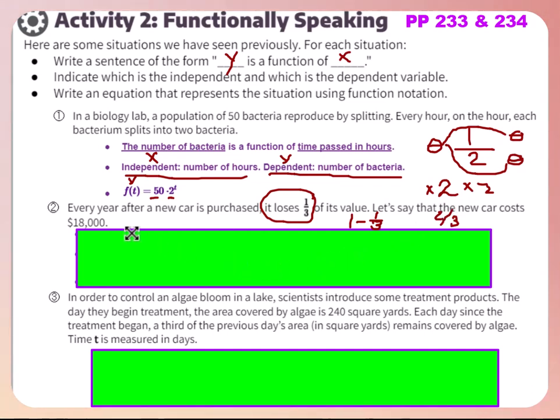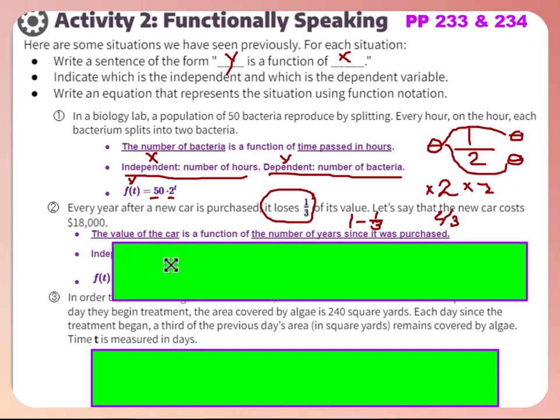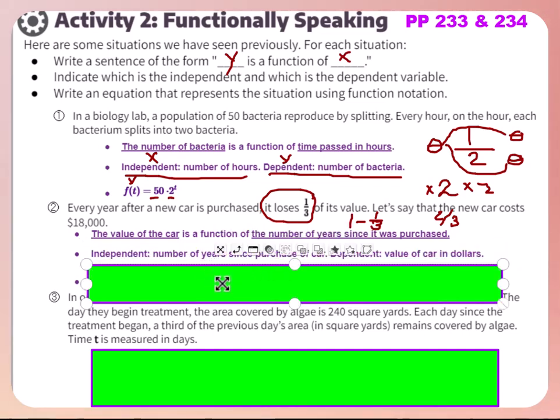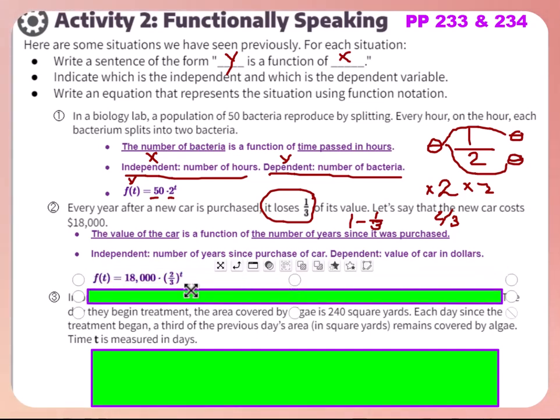Okay, we start with $18,000. The value of the car is a function of the number of years since it was purchased. The independent variable is the number of years, the input, always going to be time, and the dependent is going to be the value of the car. So f of t equals the initial amount times, remember, not what we're losing, but what's remaining. So it's going to be 2/3 to the t.